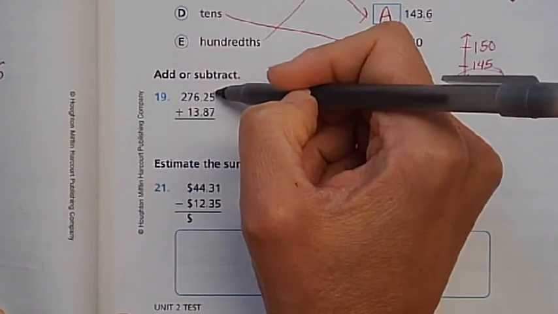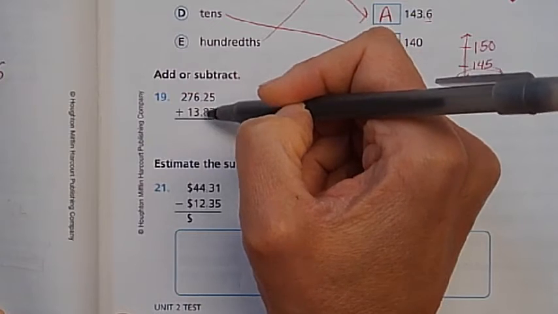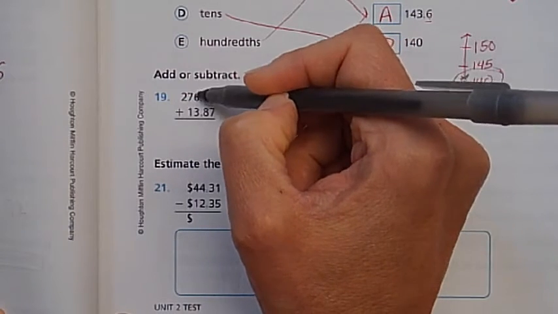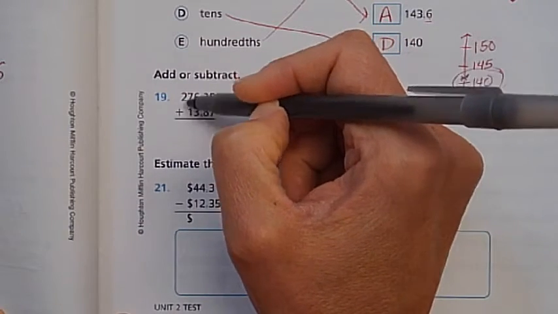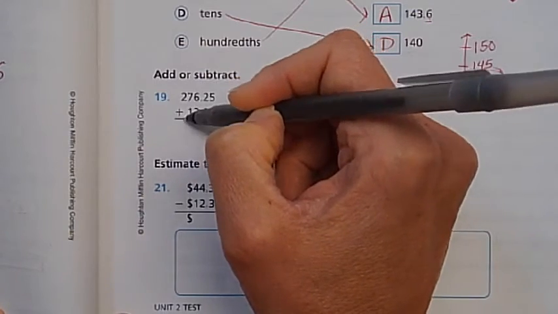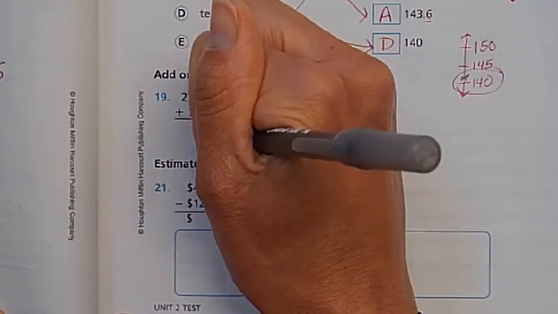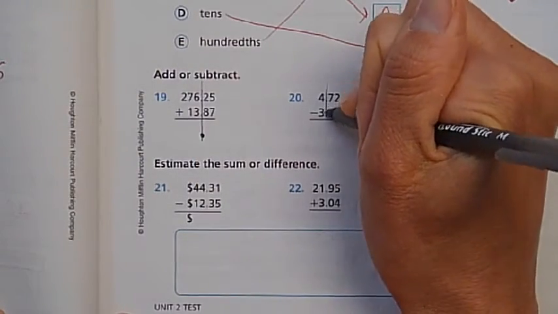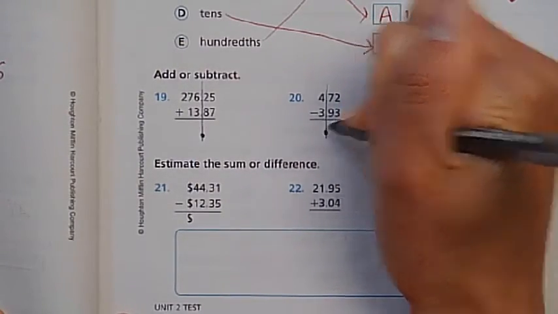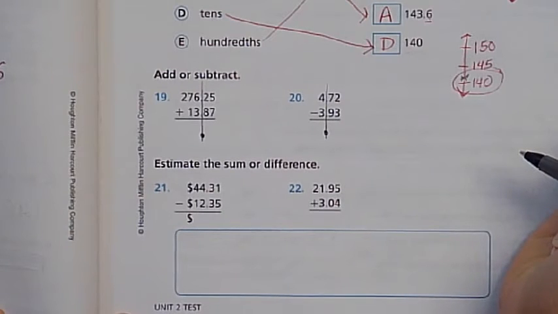So this is just simple addition, adding the hundredths, then adding the tenths, adding the ones, and then the tens, and then the hundreds, making sure as always that we put our decimal point in the right place. Same thing with the subtraction. Everything should be lined up with the decimal point in the right place, and then we just add or subtract like normal.